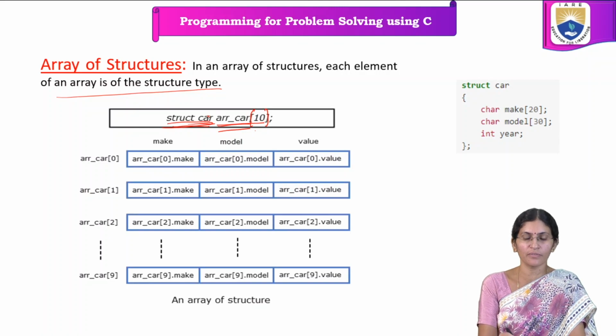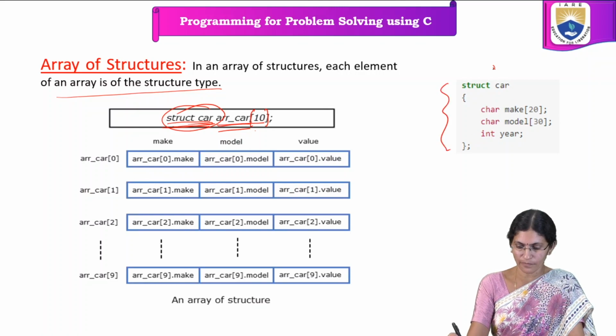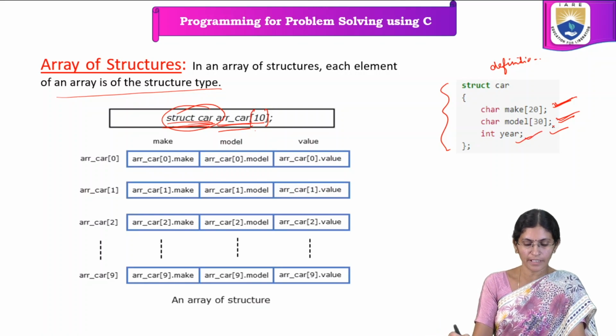So first we need to define this data type. This is the definition of this structure. It has 3 attributes, or there are 3 members of this structure: make, model and year. The data type of make is array of characters, the data type of model is array of characters, and the data type of year is integer type.